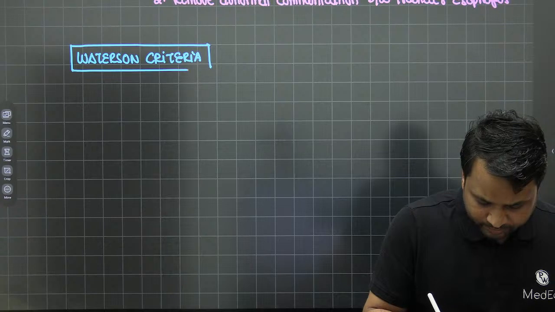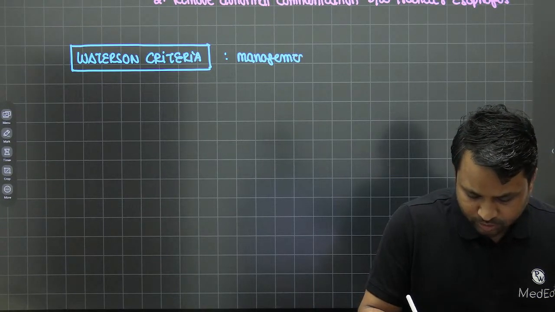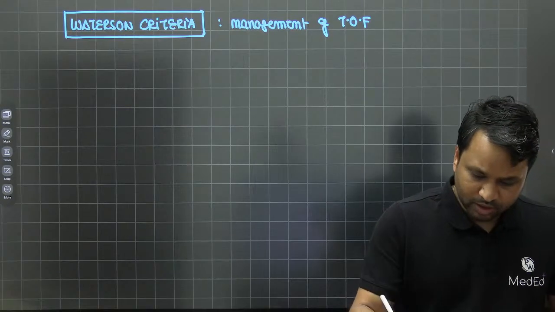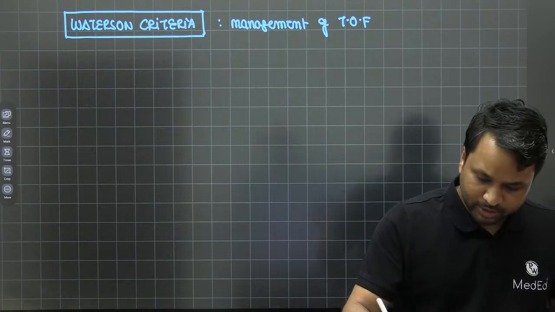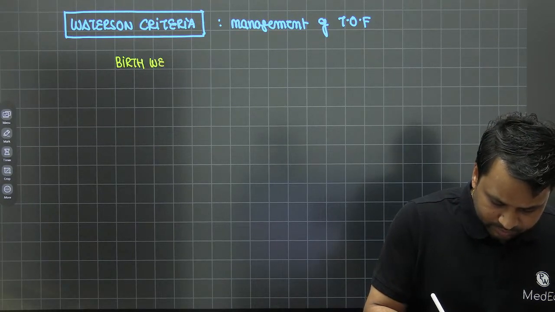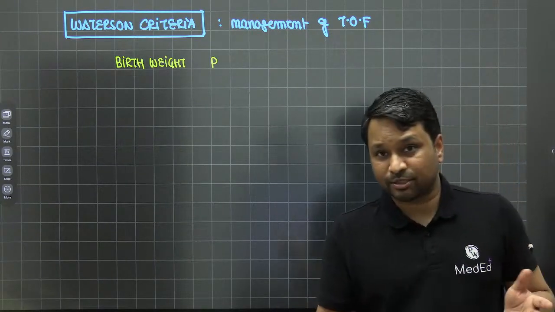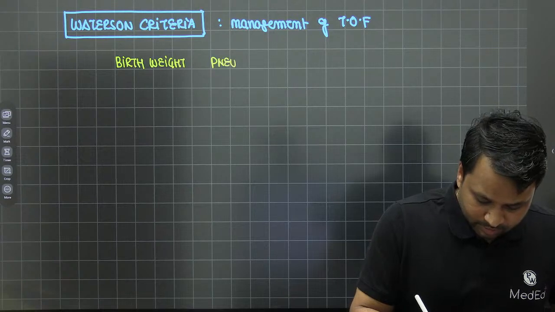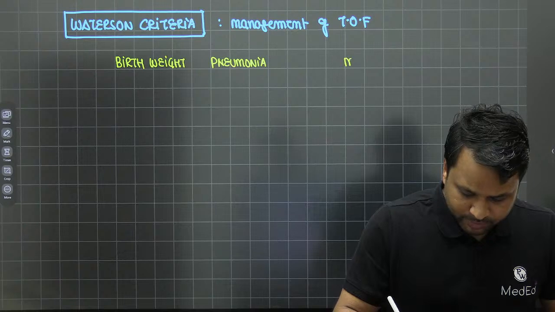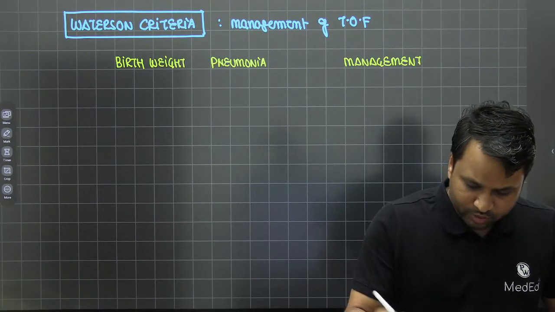So look at the Waterston criteria, and this tells you about the management of tracheoesophageal fistula. Now, according to the Waterston criteria, the component that you will take into consideration, number one, is the birth weight of the baby. Because I told you aspiration is quite common, you see whether the pneumonia has settled in or not, and then you'll talk about the management. So this is the line that we're going to think across.